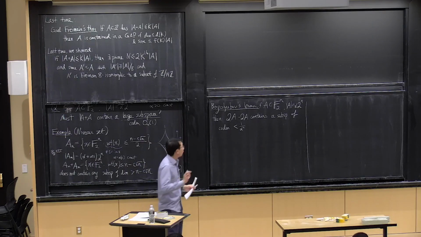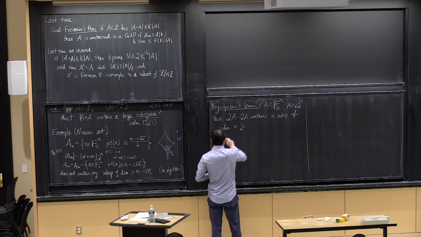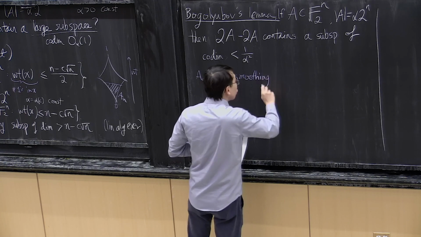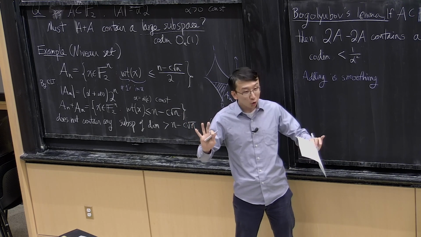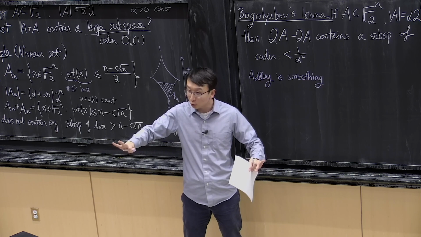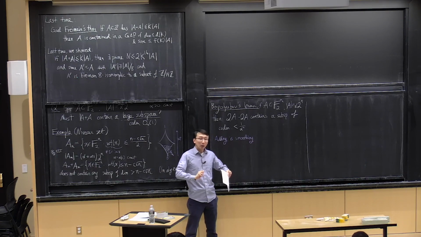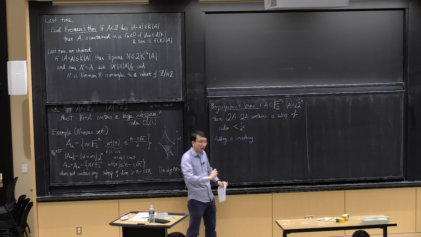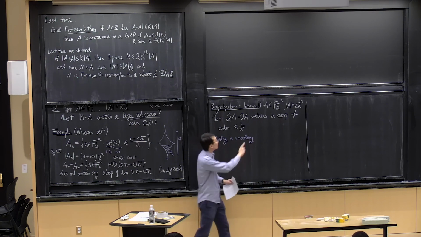Okay, so the main philosophy here is that adding is smoothing. You start with a large subset of F2 to the n. It's large. Does it contain large structures? Not necessarily. But you add it to itself, and it smooths out the picture. Okay, so it has some rough spots, it smooths it out. And if you keep adding A to itself, it smooths it out even further. You add it to itself enough times, and then it will contain a large structure. And just from the size of A alone.